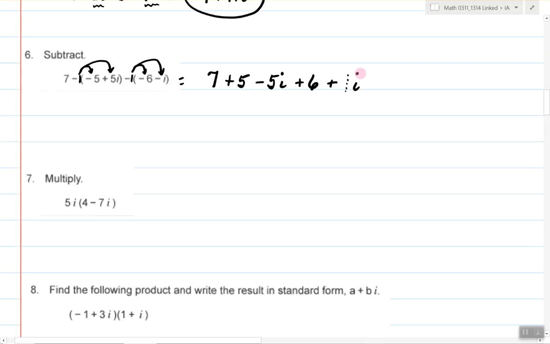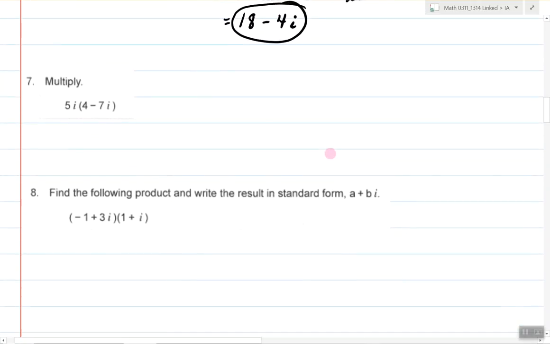Now I'm going to combine all real parts and all imaginary parts. For the reals, I have 7 and 5, which is 12, and 6, that makes 18 for the real part. For the imaginaries, I have minus 5i plus 1i, which is minus 4i. So my answer is turning out to be always in complex form.